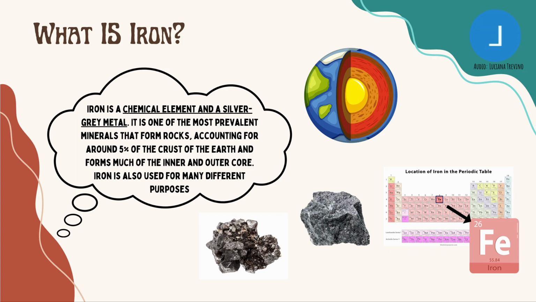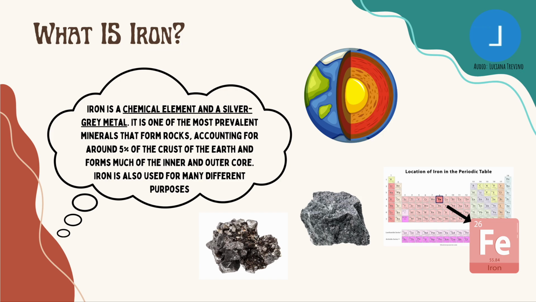Iron is a chemical element and a metal, one of the most abundant elements on Earth. In fact, it makes up about 5% of the Earth's crust and can also be found in the inner and outer core. Iron is made up of atoms, and in its pure form consists of atoms arranged in a crystalline structure. However, it can also be combined with other elements.